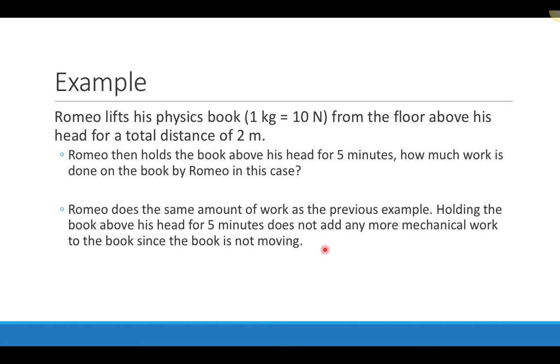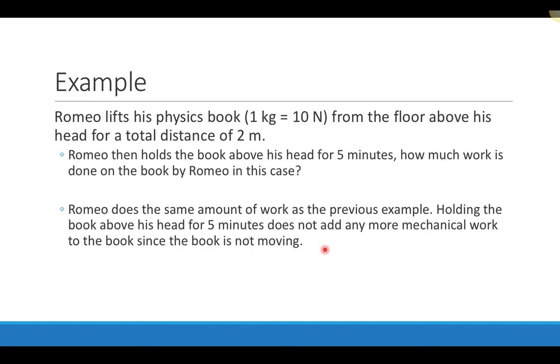There's no longer any displacement. So there has to be both force applied and some displacement for work to be done. Now, just because there's no work done doesn't mean that your arms aren't going to get tired. Inside your body, you've got work being done by your blood to pump that blood to your muscles and so on. So we have to make sure that we're defining the question correctly.